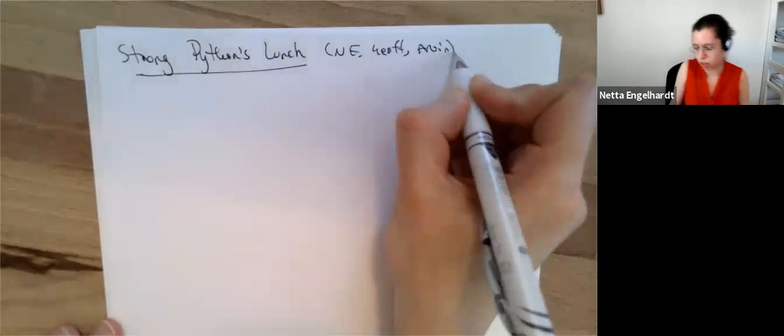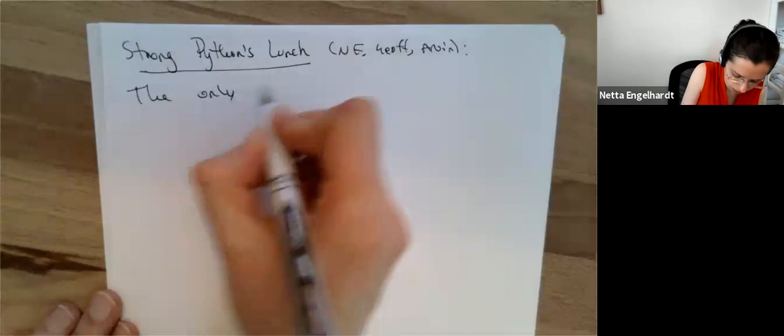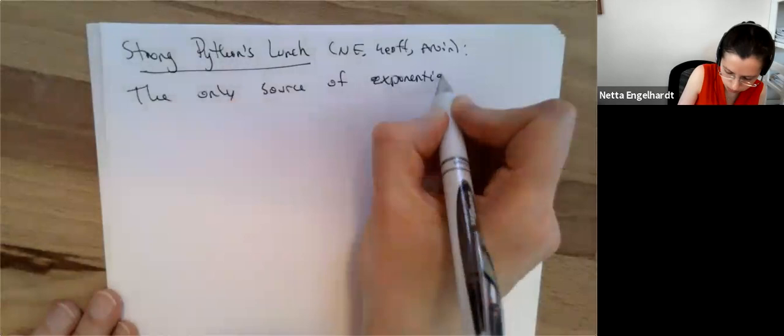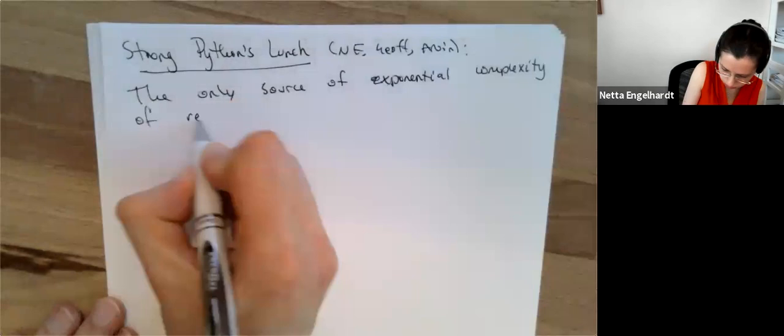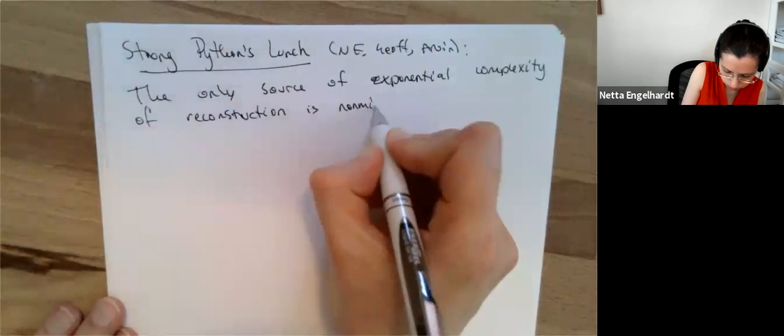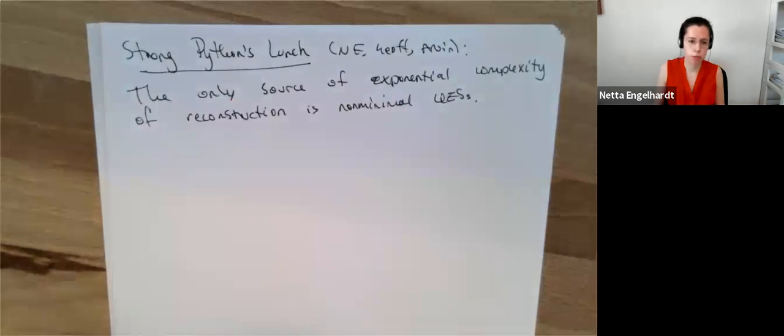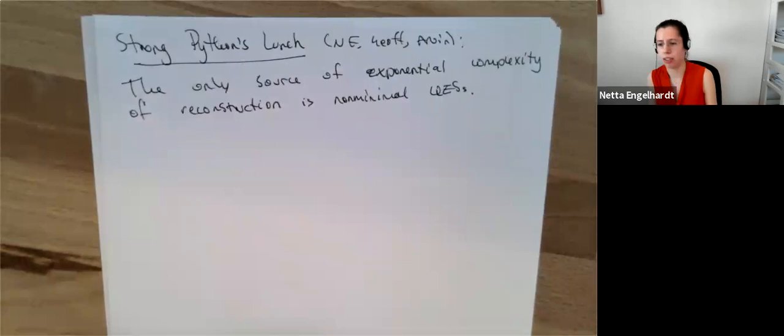where we said that the only source of exponential complexity of reconstruction is non-minimal quantum extremal surfaces. Now, I know I'm close to being out of time, or maybe I'm out of time, but I'm just going to go a couple of minutes into the Q&A to wrap up nicely.